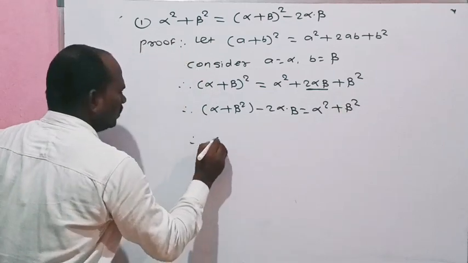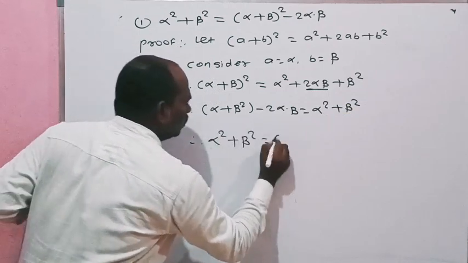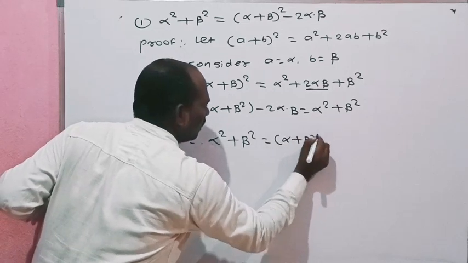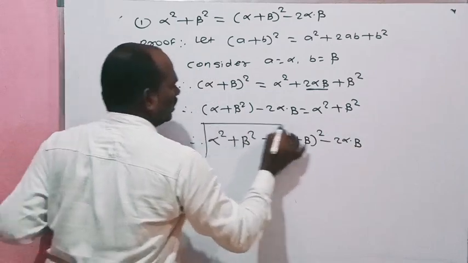Now the formula: alpha square plus beta square is equal to alpha plus beta its square minus 2 alpha beta.